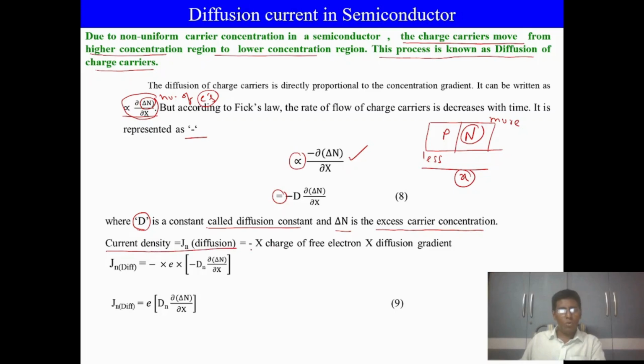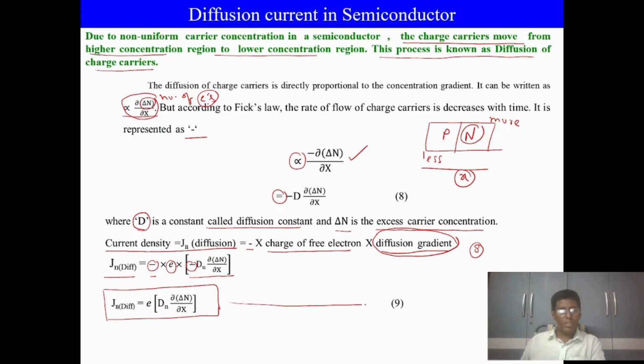Jn diffusion is equal to minus the charge of a free electron into the concentration gradient. Now in the place of the gradient, substitute equation number 8. Then Jn diffusion is equal to minus, electron charge is e, into minus Dn ∂Δn/∂x. Now this minus and this minus become plus. Therefore Jn diffusion is equal to e Dn ∂Δn/∂x. This is equation number 9.